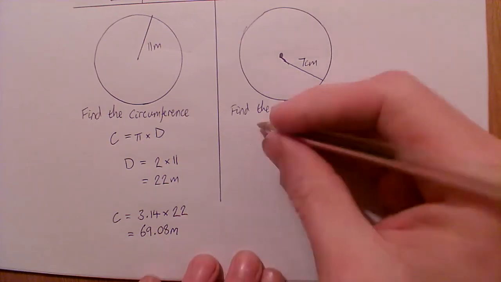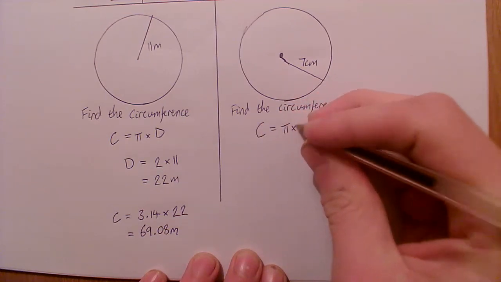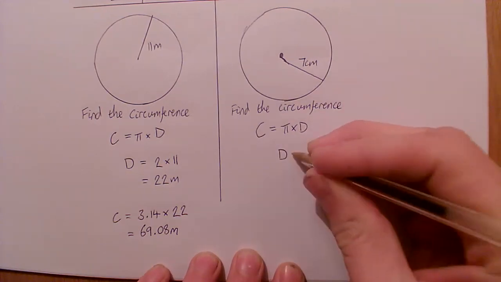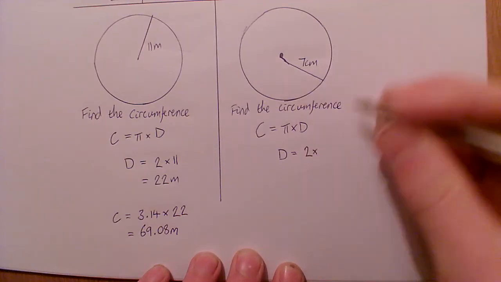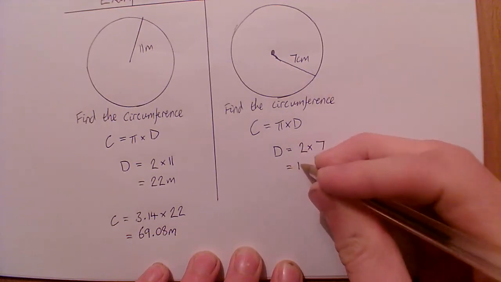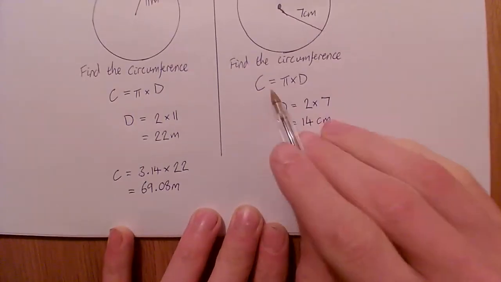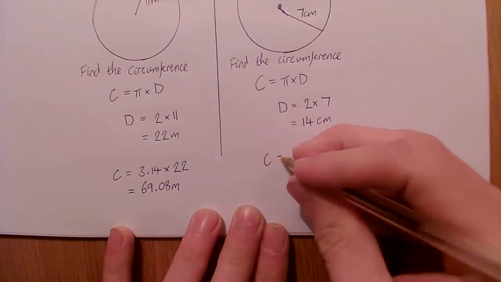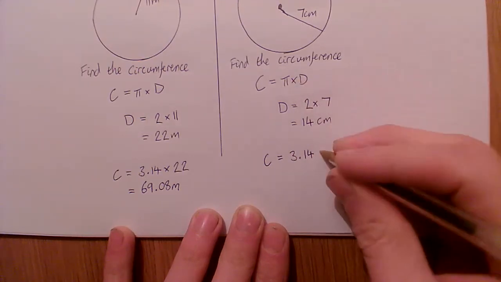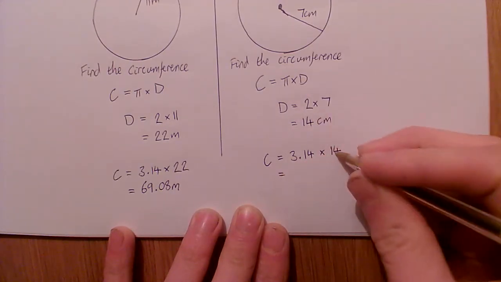Excellent. So hopefully you paused the video. We have C equals pi times D still. That's always our starting point. But we need to find what D is first. So D is 2 times the radius, which is that distance there. So 2 times 7, which gave me 14 centimeters. Now we can use our C equals pi times D. So we've got C equals 3.14, because that's pi, times, and D here is 14, or our diameter is 14.